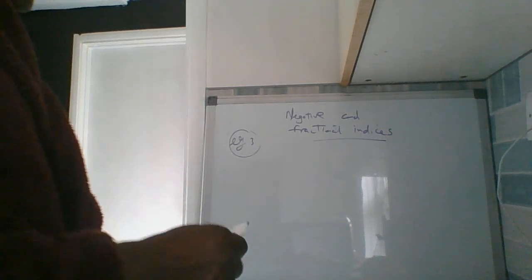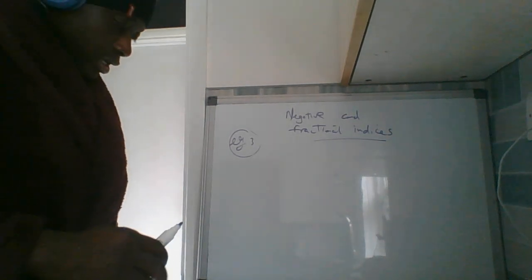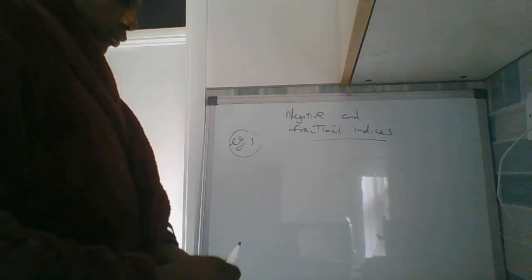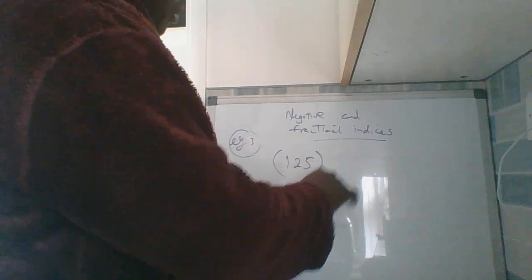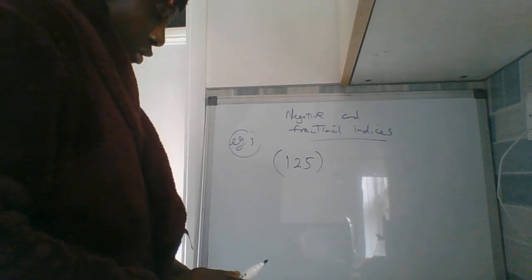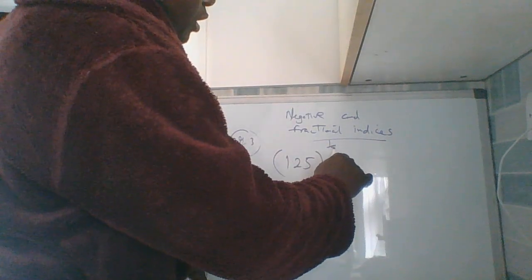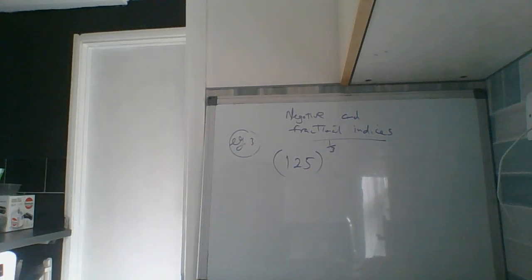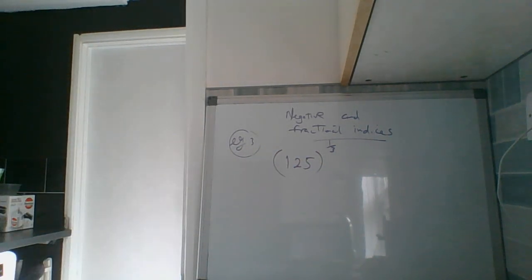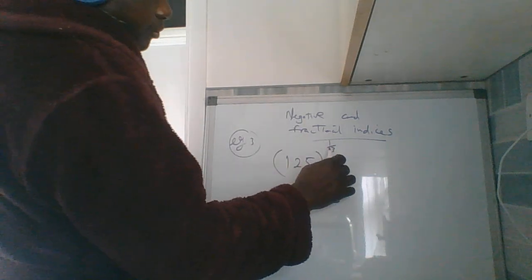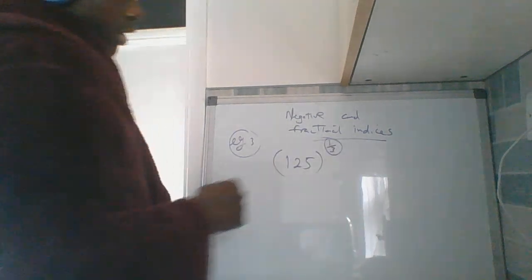In example 3, we'll look at another situation whereby we have 125 raised to power 1 over 3. You can see the 1/3 written very tiny on top of 125. So the expression for that, let's go to the law.